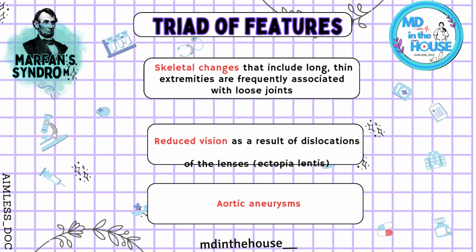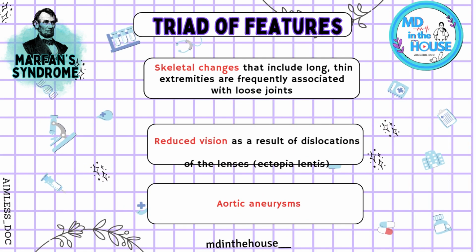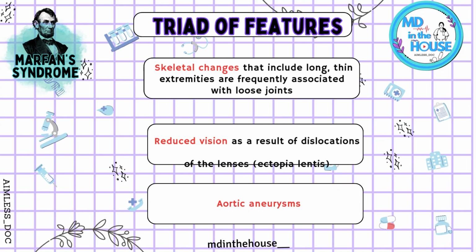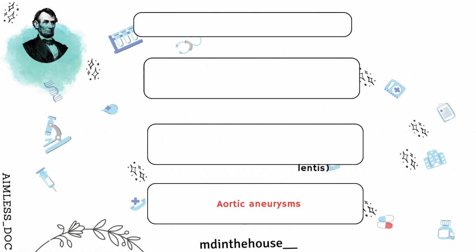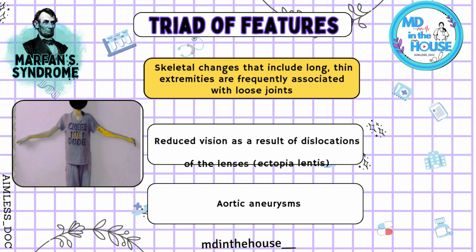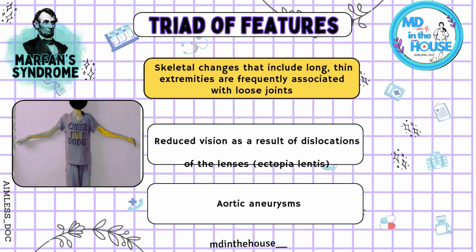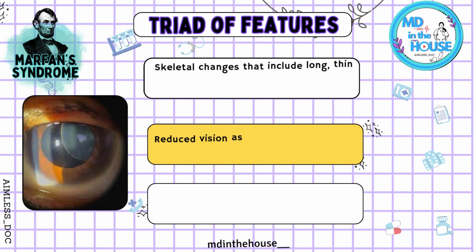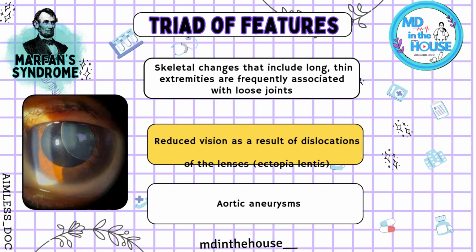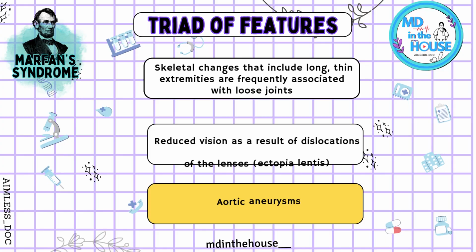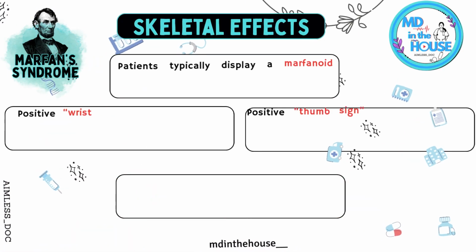The triad of features of Marfan's syndrome includes skeletal, cardiovascular, and ocular changes. Skeletal changes that include long, thin extremities are frequently associated with loose joints, reduced vision as a result of dislocations of the lenses, ectopia lentis, and aortic aneurysms. Let's take a deep dive.